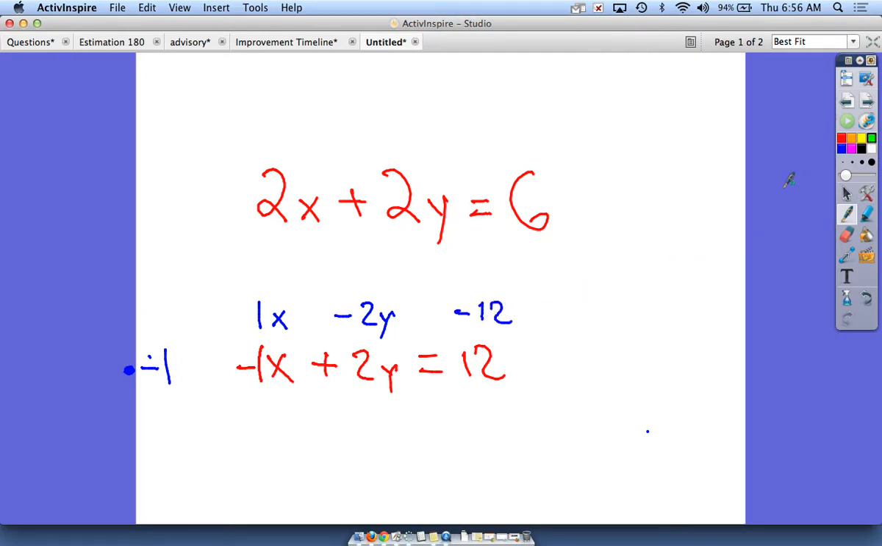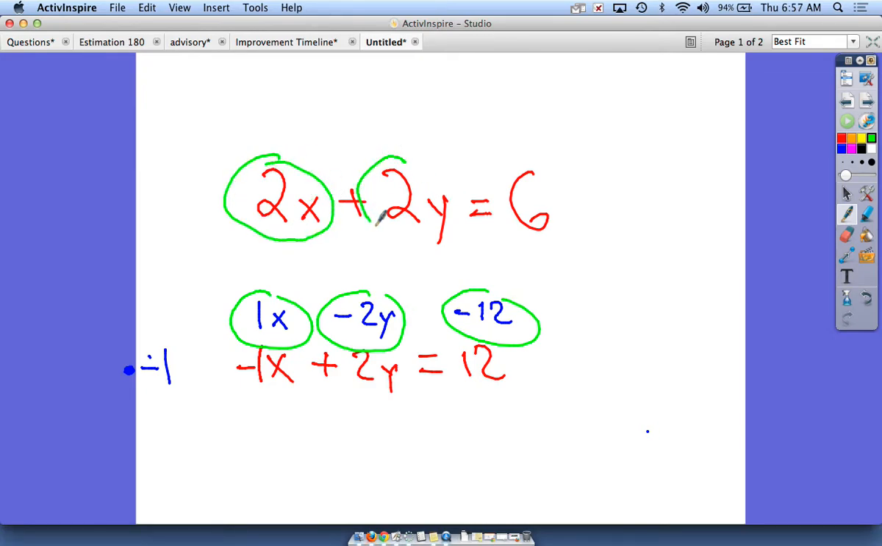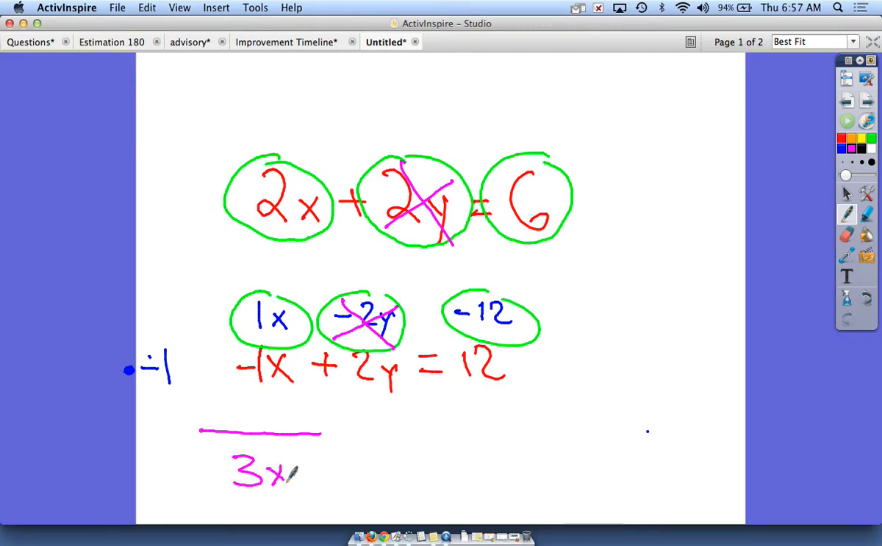So now, again, I'm not looking at these numbers anymore. I'm looking at this equation, and I'm looking at the new one that I made. I'll take this term right here, this term right here, and this term right here. So now I know that this will cancel out with this, so we got rid of the y's. Now I'm just going to do my 2x and my 1x and combine those together and get 3x. Still have my equal sign. And then I'll do my 6 and my negative 12, which would be negative 6.